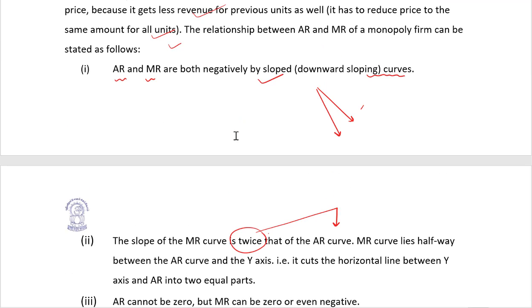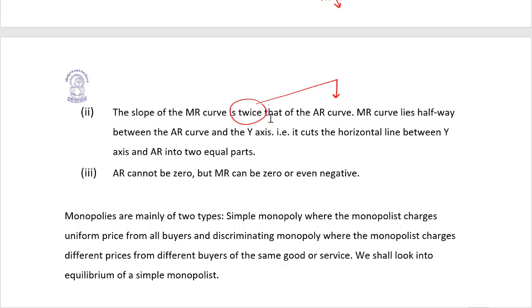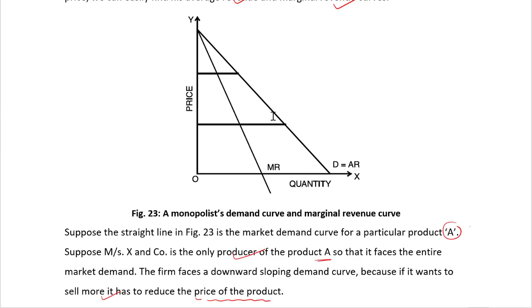So this is the AR curve and this is the MR curve. The slope of the MR curve is twice as compared to AR. The MR curve is steeper as compared to AR. The MR curve lies halfway between the AR curve and the y-axis. That is, it cuts the horizontal line between the y-axis and AR into two equal parts. See over here, this part is equal to this part, because the MR curve cuts the distance between the y-axis and AR into two equal parts.